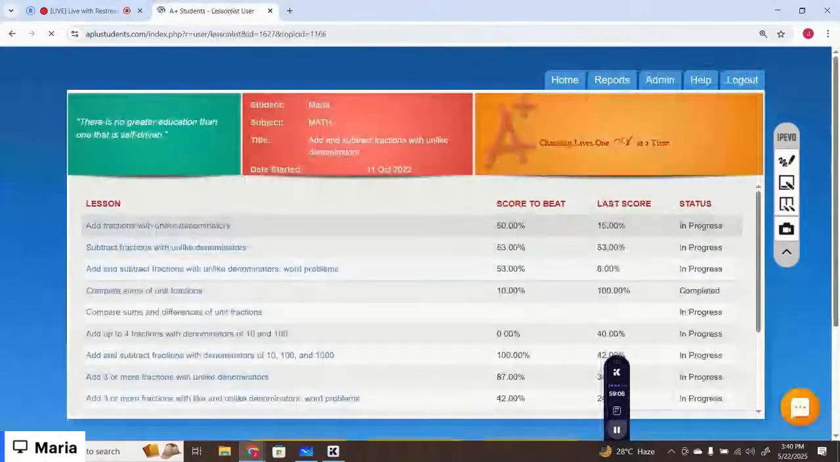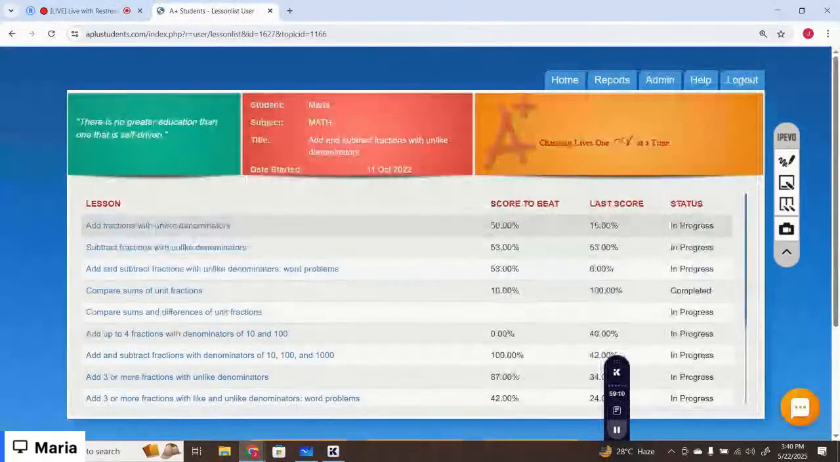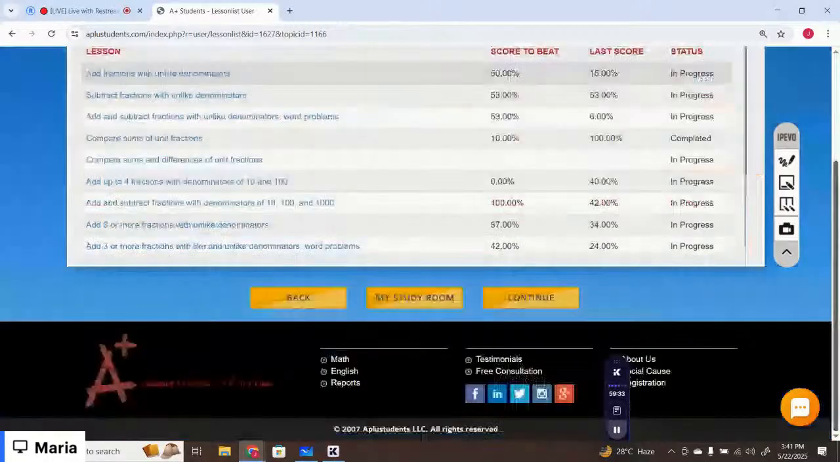The lessons we have covered today are add up to 4 fractions with denominators of 10 and 100, add and subtract fractions with denominators of 10, 100 and 1000, add 3 or more fractions with unlike denominators. So please make sure before the next session you quickly solve the practice questions on the lessons you just did. That is your homework until next session.